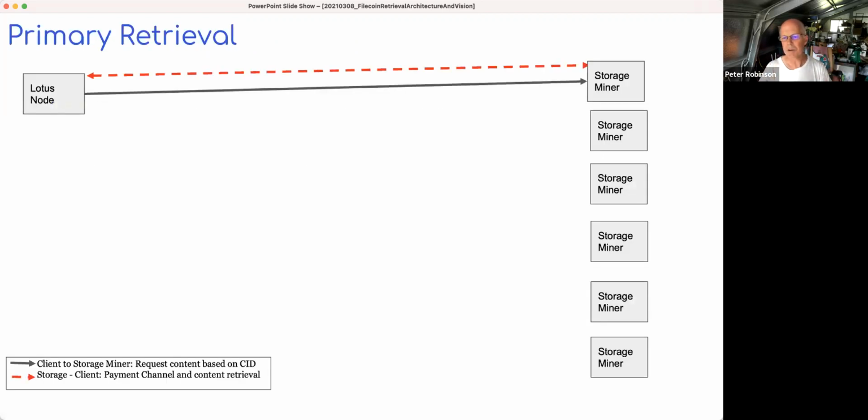So primary retrieval looks a little bit like this at the moment. You run a Lotus node and you say, hey, I know that you as a storage miner have my file. I want my file. Here's a CID. Please give me my file. And you get your file back. So that's what primary retrieval looks like.